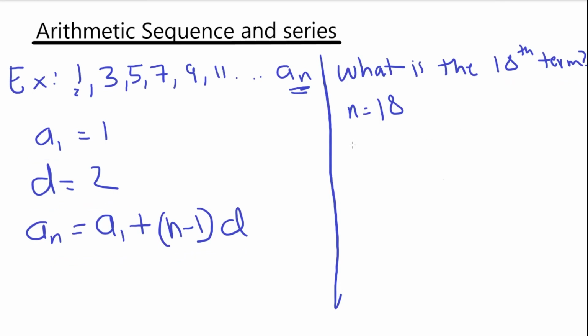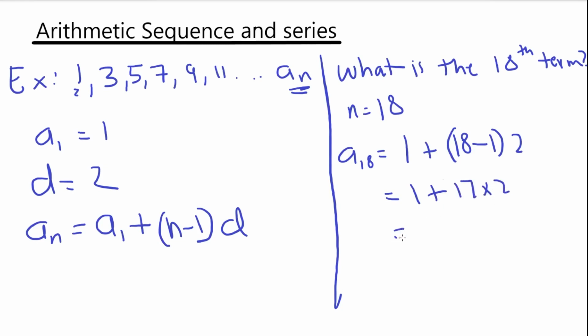So the 18th term in this case would be 1 plus 18 minus 1 multiplied by the common difference of 2. This would be 1 plus 17 multiplied by 2, which is 1 plus 34, which is 35. So the 18th term in this case is 35.